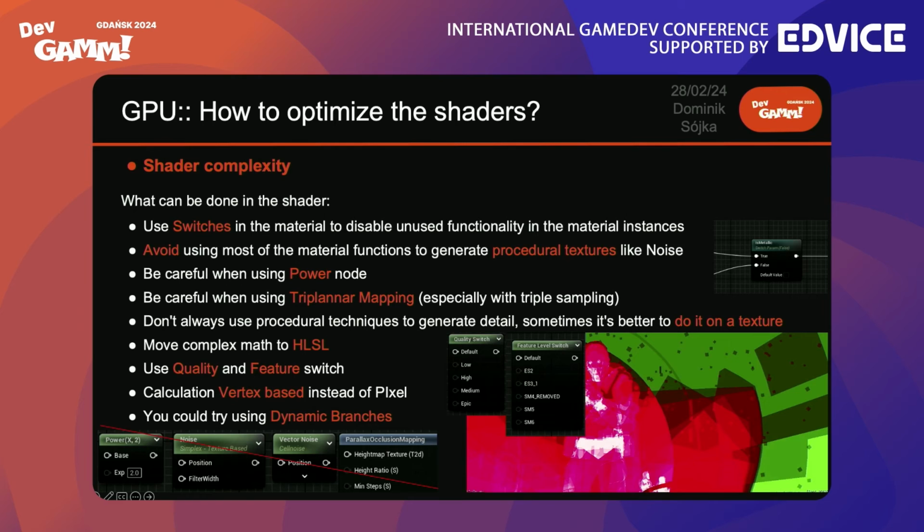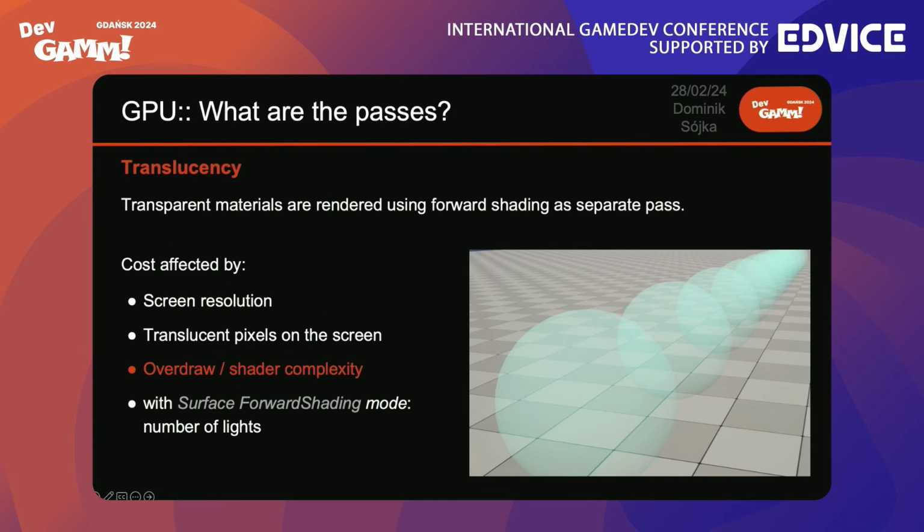And if you can move the calculation from the pixel to vertex, it's going to be much better for the optimization. And the last one is using something that is called dynamic branches. It's a pretty complicated topic, and you will need to grab more information from the internet, but basically you can create dynamic switches in your code. Try to use it wisely and don't put too many branches into dynamic branches.